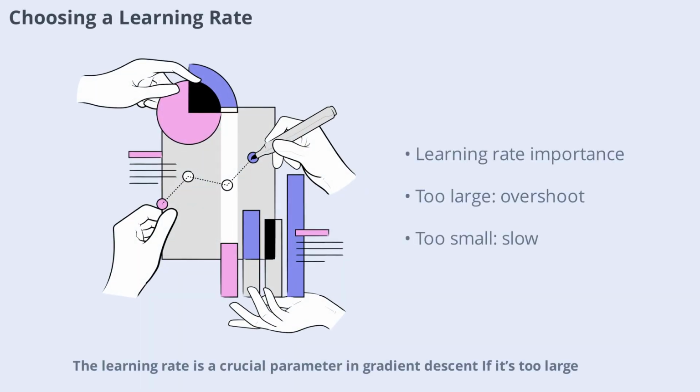Learning rate is a crucial parameter in gradient descent. If it's too large, the algorithm might overshoot the minimum and fail to converge. If it's too small, the process becomes very slow. Finding the right balance is key to efficient optimization. Often, practitioners experiment with different learning rates to see what works best for their specific problem.